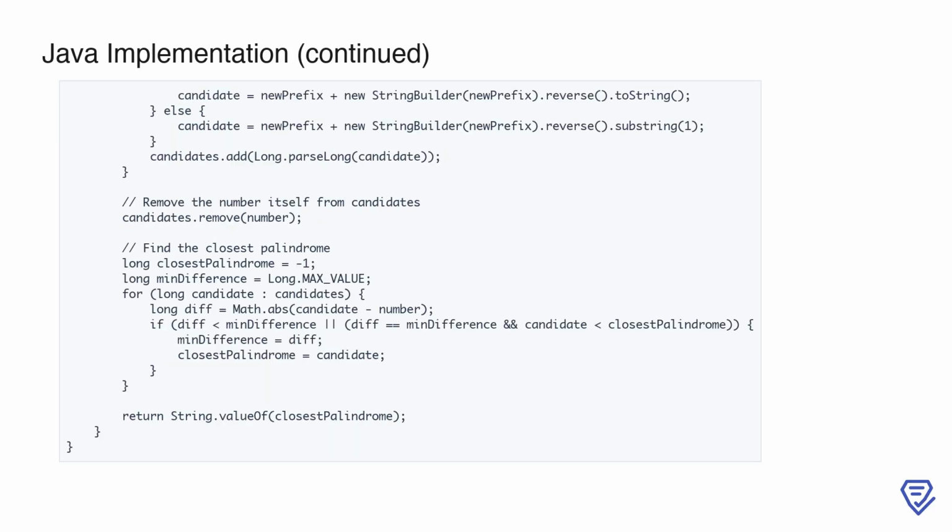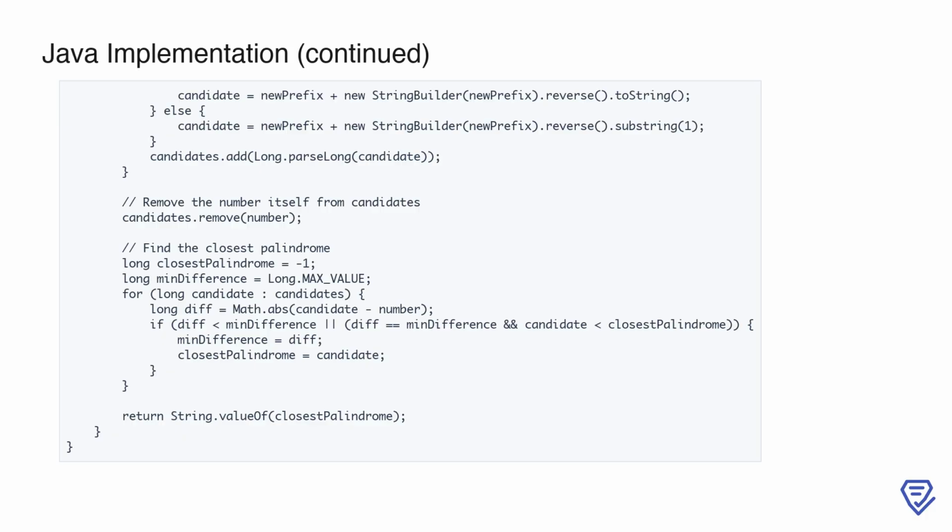Now, we build the actual palindrome candidates based on the modified prefixes. If the length of the number is even, we simply mirror the prefix to create the palindrome. For odd lengths, we mirror all but the middle digit of the prefix. Each generated palindrome is then added to the candidate set as a long integer. To avoid comparing the number with itself, we explicitly remove the original number from the set of candidates.